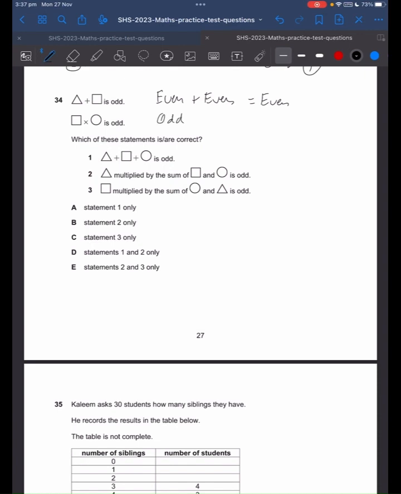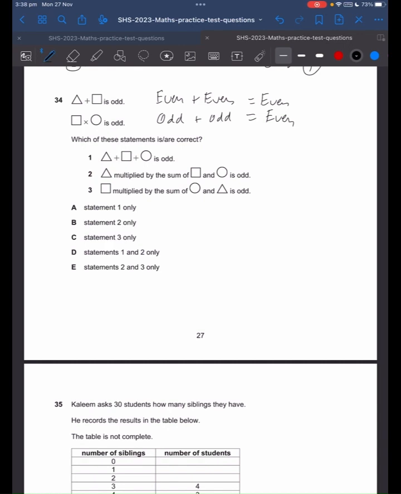Odd plus odd numbers always give us an even number as well. So they can't both be even and they can't both be odd. So one of them has to be even and one of them has to be odd. We're not too sure yet. Next one. Square times circle is odd.